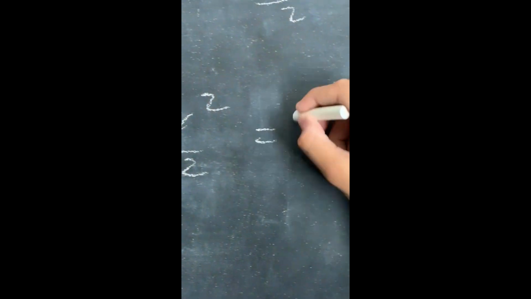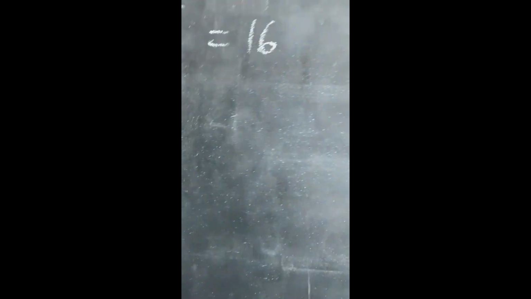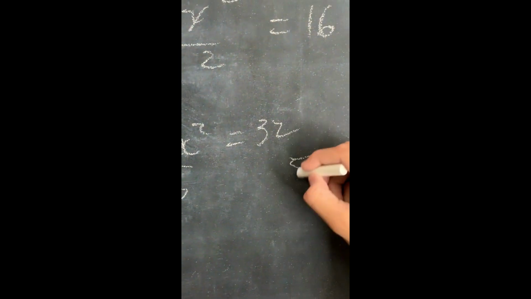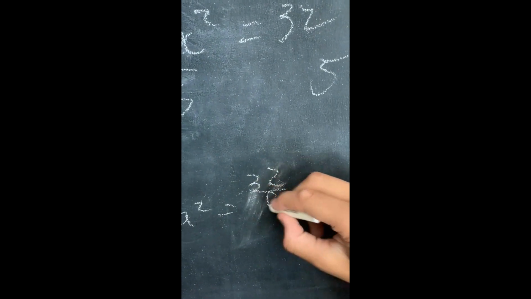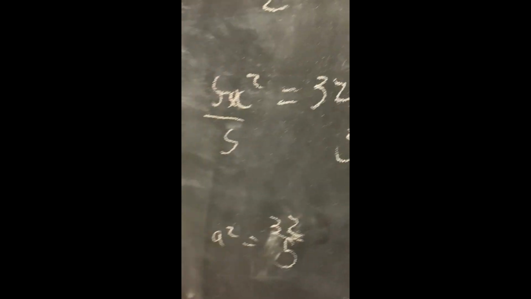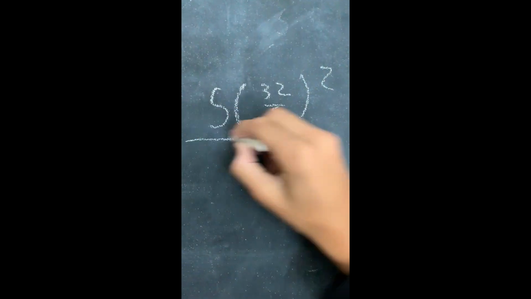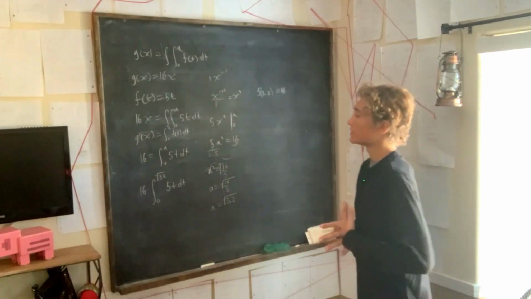So the integral of 5t is 5t squared over 2, which is equal to 16 multiplied by 2. So 5a squared is equal to 32. 16 times 2 is 32. And then divided by 5. It's supposed to be a, by the way. So a squared is equal to 32 over 5. And then boom. 32 over 5 over 2 is equal to 16. And there we go. Now, this works with any function.